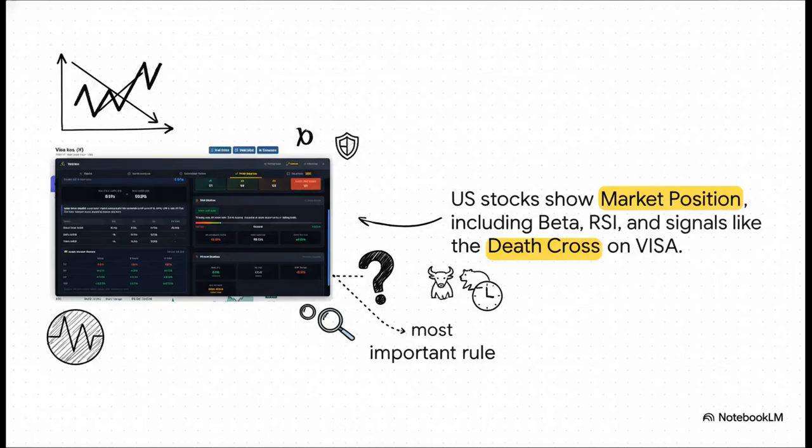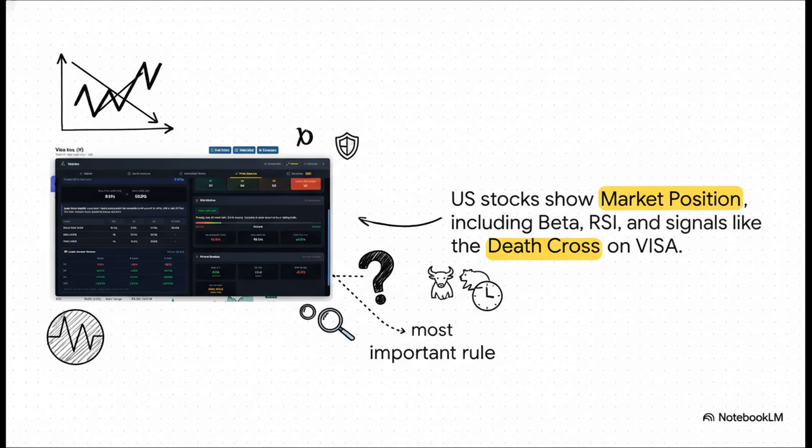Now for US stocks, the tool also gives you a bunch of technical indicators that traders often use for short-term analysis. You can see here for Visa, for example, it's flagging a bearish chart pattern. Now, these can be useful to look at, but they should never be the main reason you buy a stock.